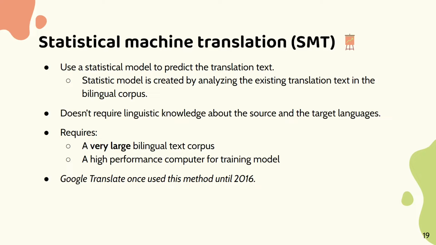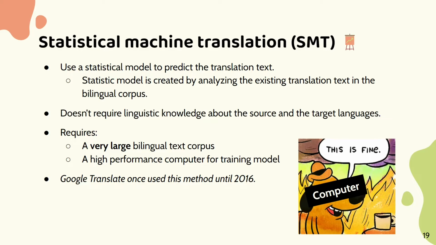And since we are dealing with a very large bilingual corpus here, we really need a high performance computer to work with a corpus and train a model. We surely don't want our computer to stop responding every time we train a model. That would be troublesome. And for the record, Google Translate also used this approach until 2016. Currently, they have already transferred their system to use neural machine translation approach instead.